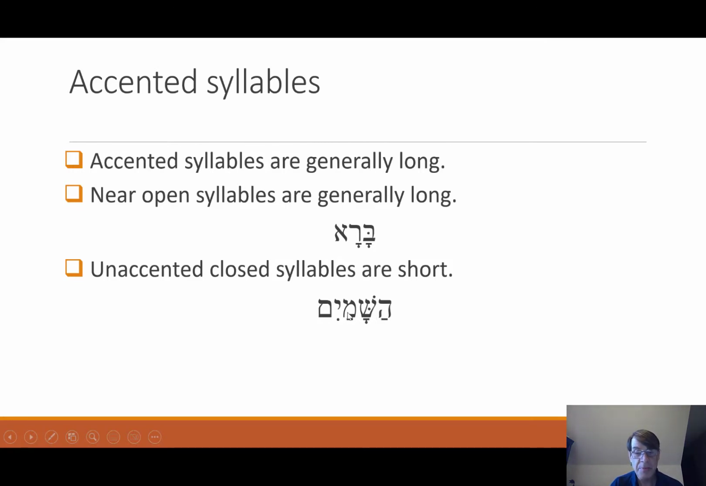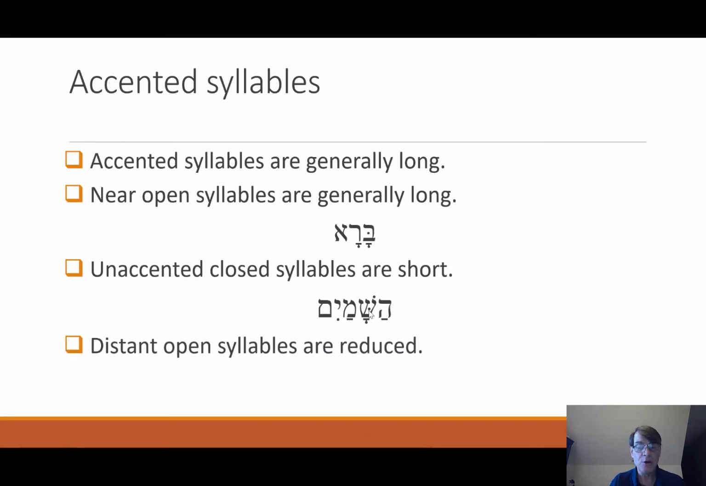The accent's not there, because the accent is on the mayim. So it's distant, but it doesn't matter that it's distant: it's a closed syllable that's not accented. And so we have a short vowel, patakh. I know it doesn't have a light mark over it, but it's not a long qamats. It's a normal short patakh. So again, unaccented closed syllables are short, like the hash in Hashemayim.